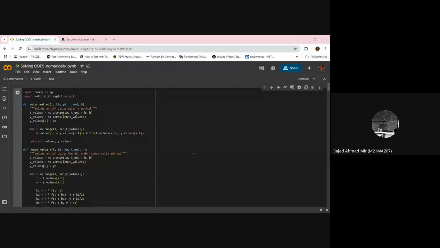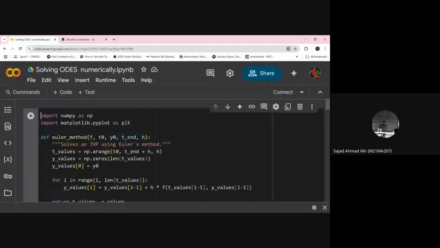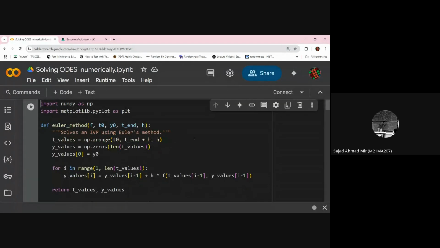My screen is visible to you, the new part of what I am showing. So how you can do it: what we are doing in this case is we use just NumPy arrays and a plotting library. NumPy is just for handling arrays, and Matplotlib is for plotting.